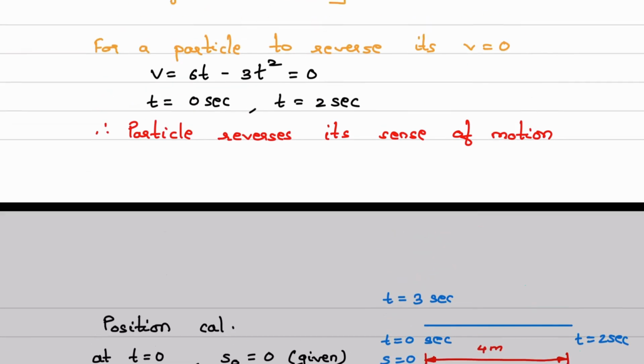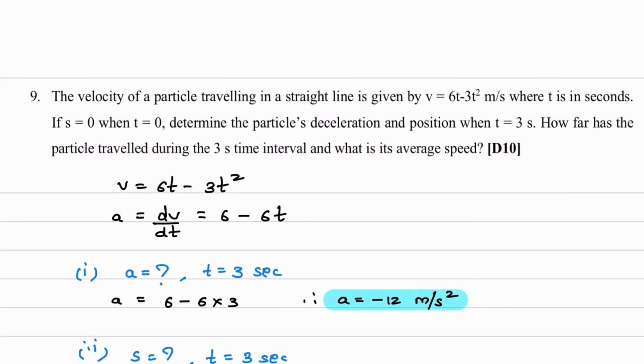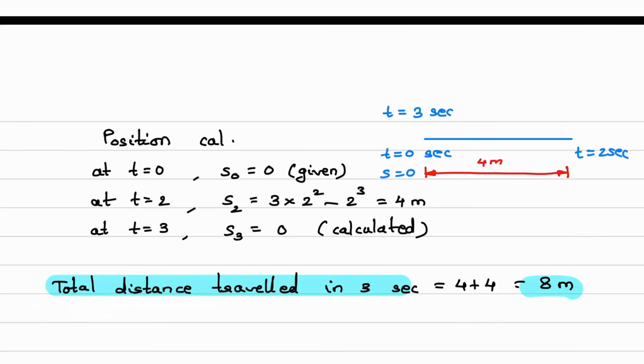Then what is the last question? One more thing is asked, right? What is its average speed? So what is speed? It is distance upon time. Distance we have already calculated. And what is the total time period? The particle starts from this point. What is the total distance? It is 4 plus 4, 8.